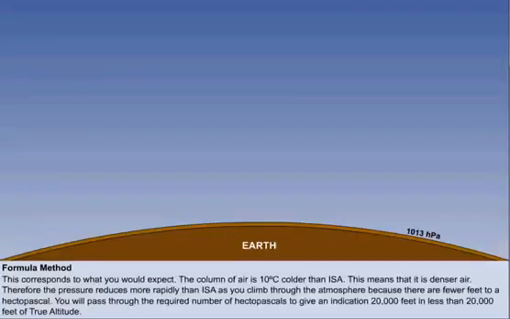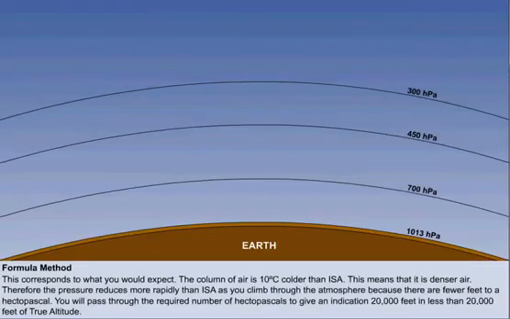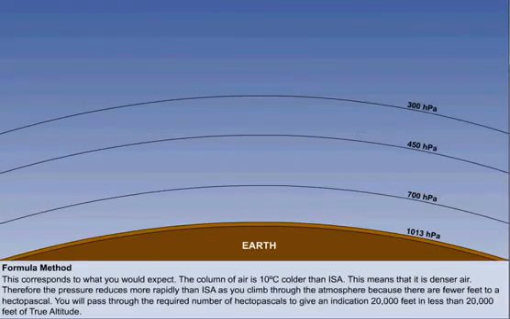This corresponds to what you would expect. The column of air is 10 degrees colder than ISA. This means that it is denser air. Therefore, the pressure reduces more rapidly than ISA as you climb through the atmosphere because there are fewer feet to a hectopascal with denser air. So you'll pass through the required number of hectopascals to give an indication of 20,000 feet in less than 20,000 feet of true altitude.